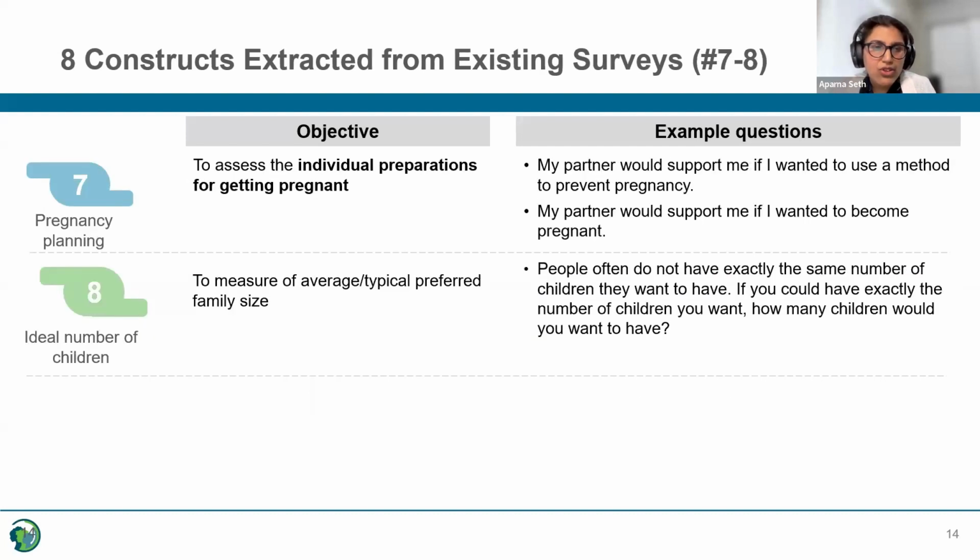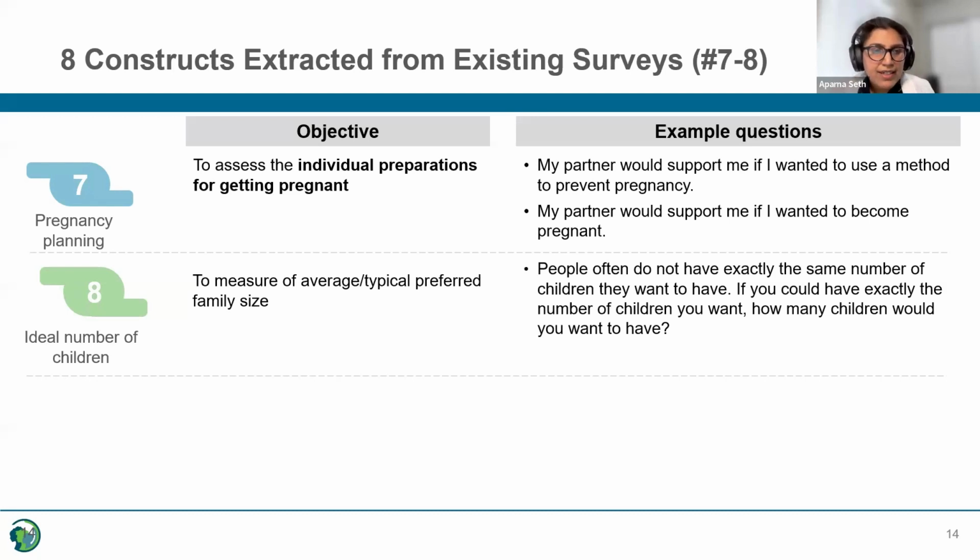The next construct that we identified was around pregnancy planning or preparations that one would do for getting pregnant. And this was mainly focused on spousal communication and aligning on fertility desires with the partner. So for instance, asking questions such as, my partner would support me if I wanted to use a method to prevent pregnancy, or my partner would support me if I wanted to become pregnant. So both cases, whether they want to avoid a pregnancy or whether they would like to become pregnant.